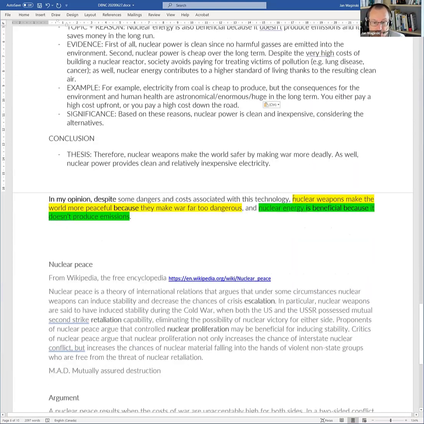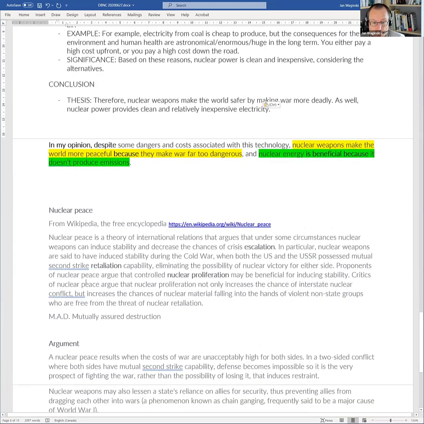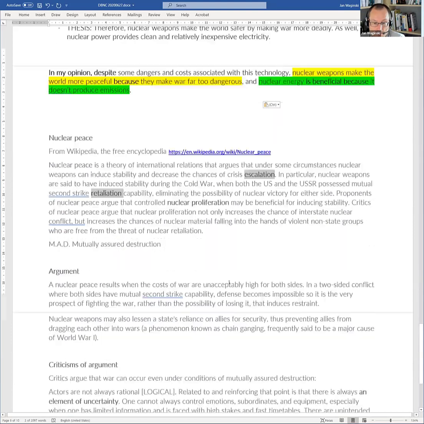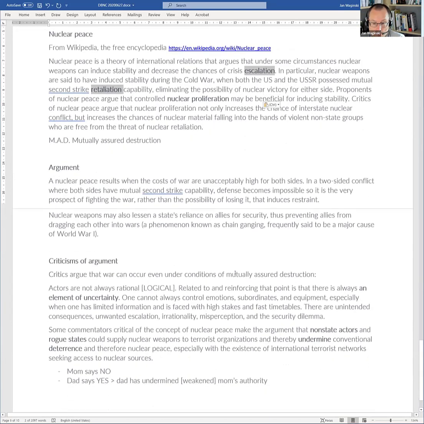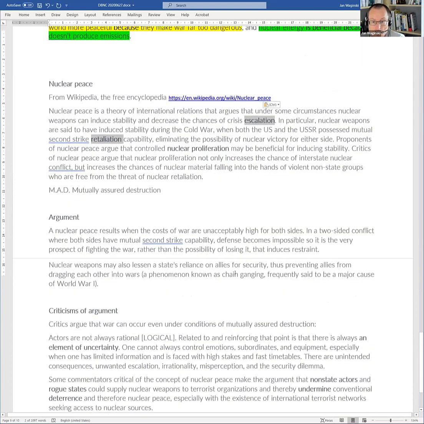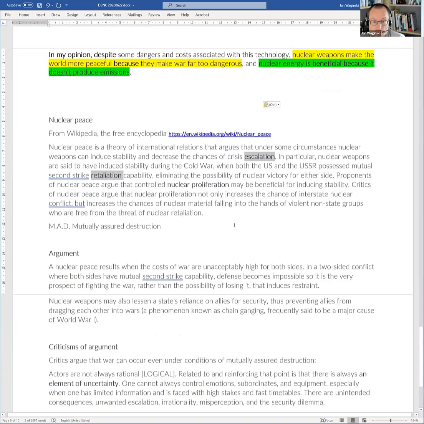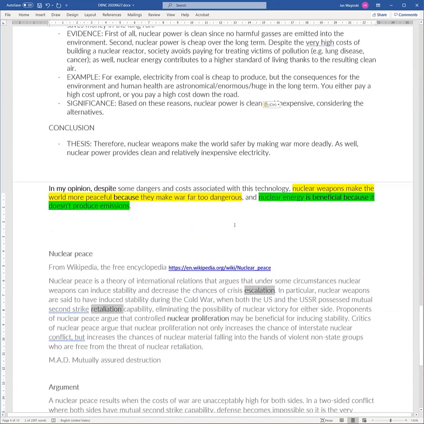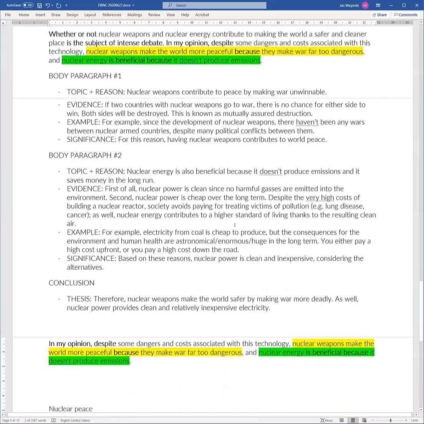Let's have a look at some of this good vocabulary here. Retaliation, escalation. Okay, we haven't used those words. I like the way escalation. So we can add on a nuclear weapon. This is not mutilation, destruction. Also destroy.